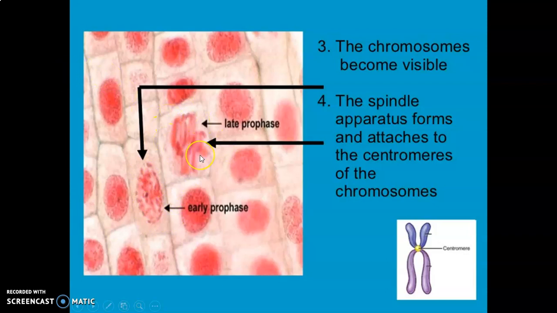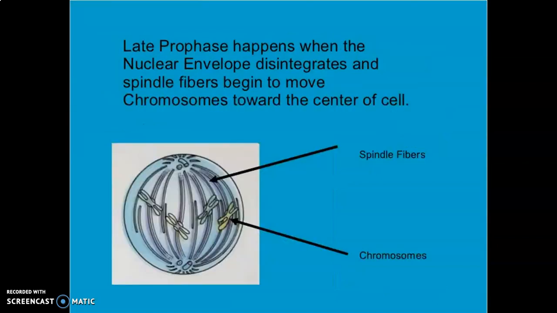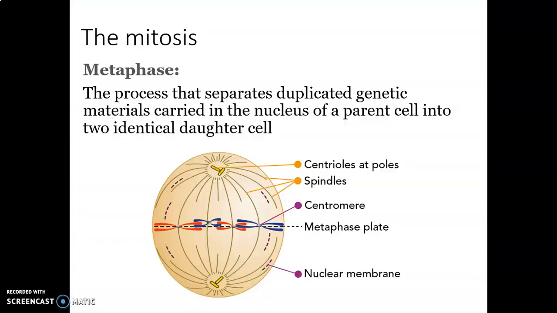Here, this one. Next, in early prophase of mitosis, the chromosomes get smaller. Centrioles move to the poles of the nucleus and spindle fibers develop. Late prophase happens when the nuclear envelope disintegrates and spindle fibers begin to move chromosomes toward the center of the cell.